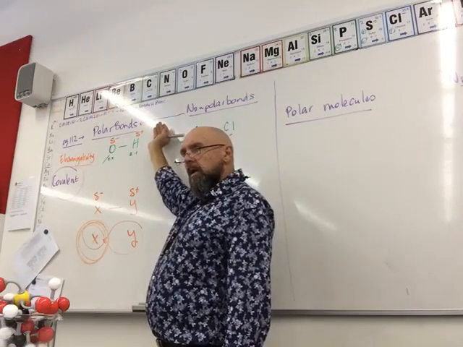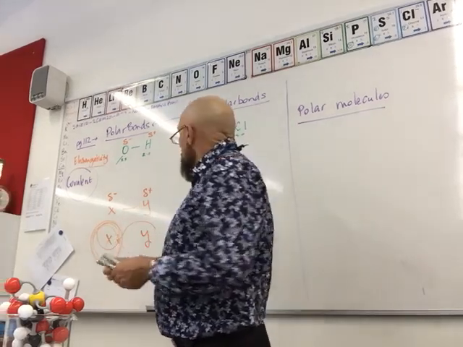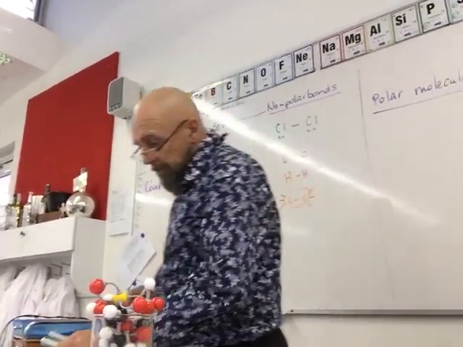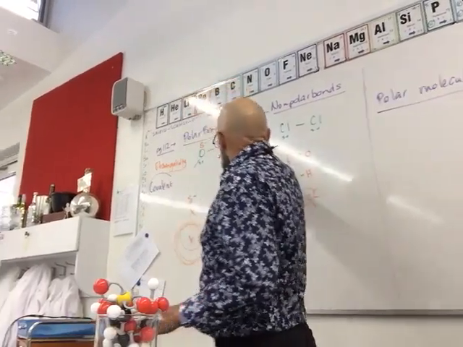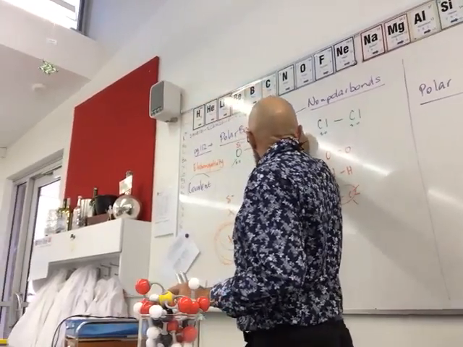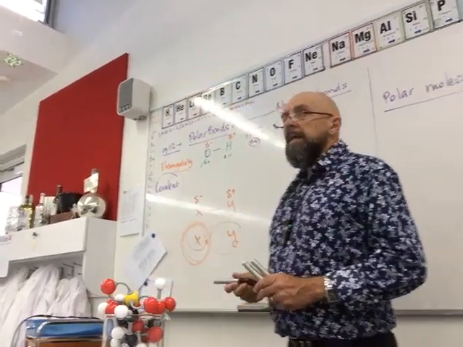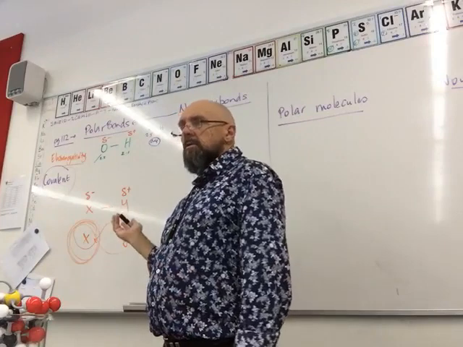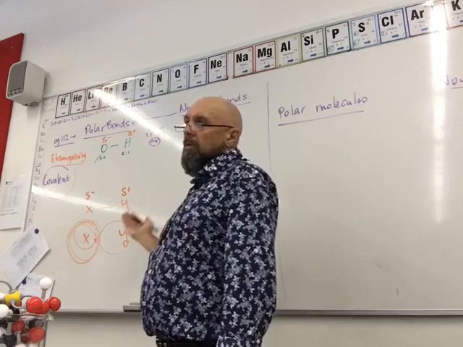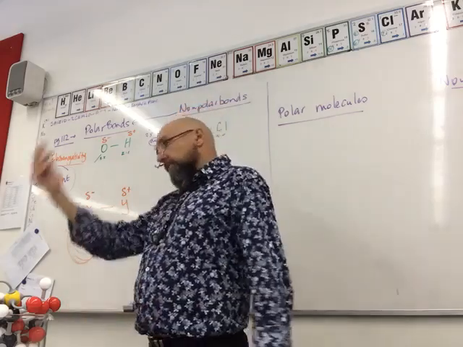But there are elements that are almost the same electronegativity. An example of that would be carbon and hydrogen. Okay? What's carbon? 2.5. That's its electronegativity. And hydrogen is 2.1. So there's only a difference of 0.4 in the electronegativity between carbon and hydrogen. So they are really close, right? They're almost the same electronegativity. And so we say that that's actually partially polar. Okay? Partially polar, and we'll talk more about that further down the track.